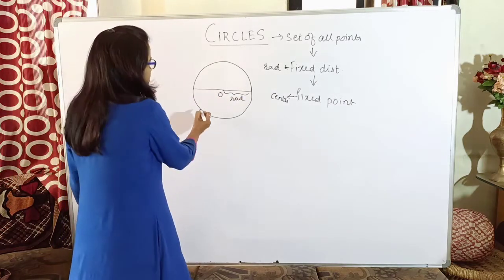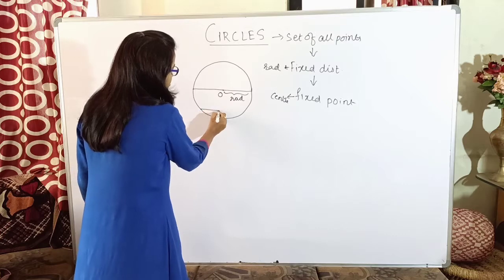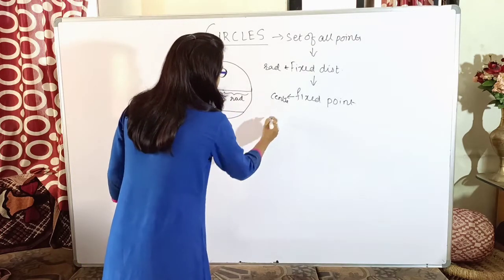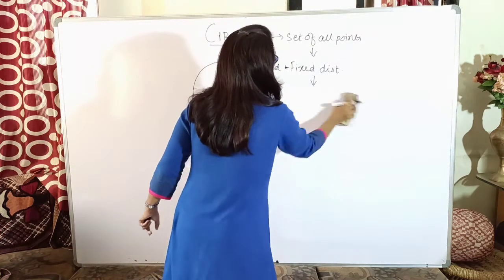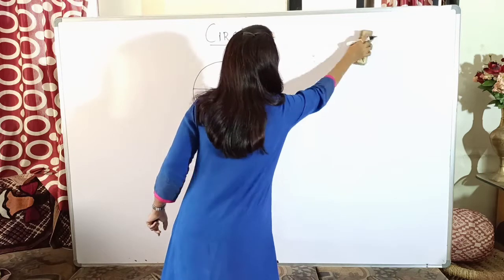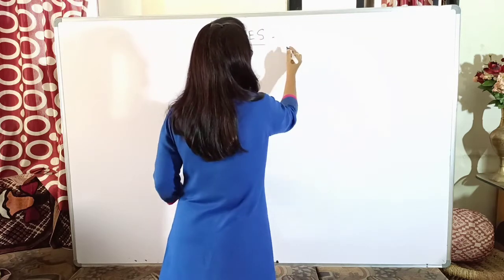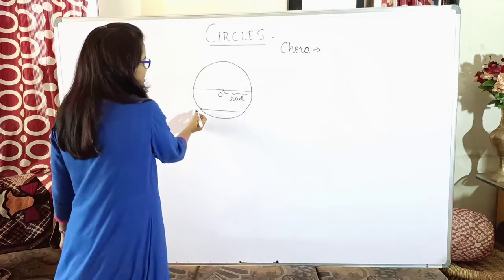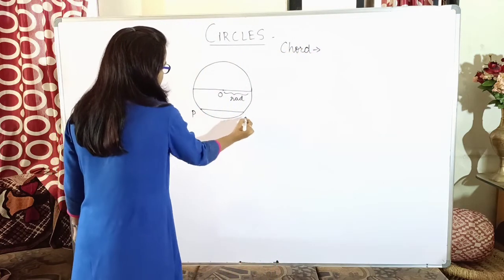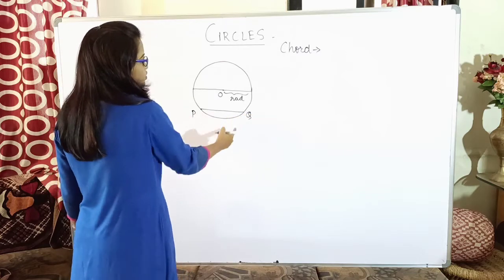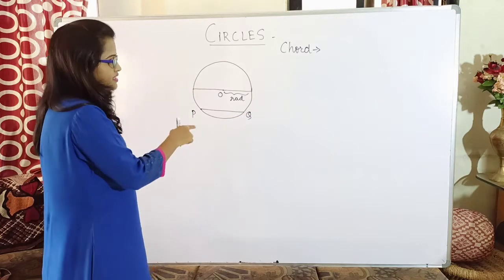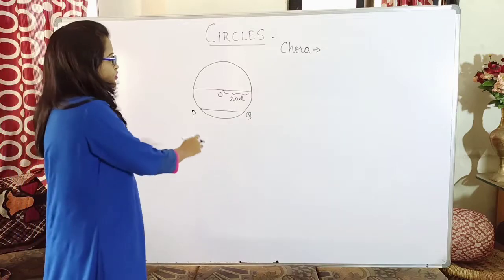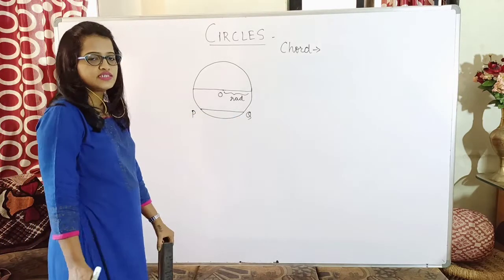What next? The next definition is of a chord. Yes, what is a chord? A chord is a line segment which is intersecting the circle at 2 points. Chord is a line segment, let us name it as PQ. So PQ line segment which is intersecting the circle at two different points.